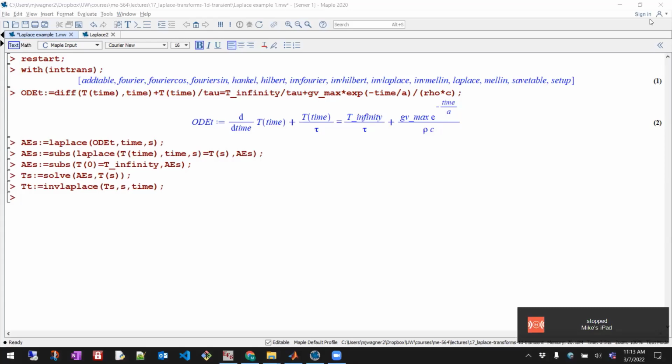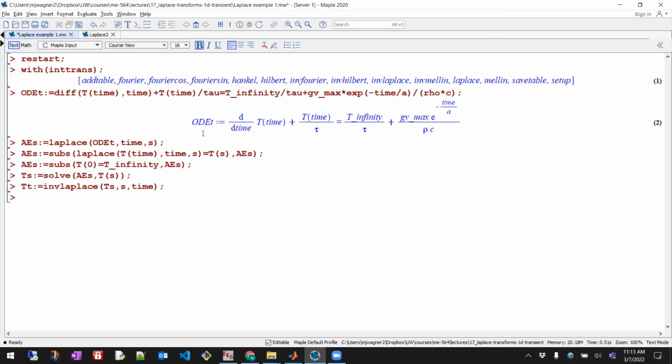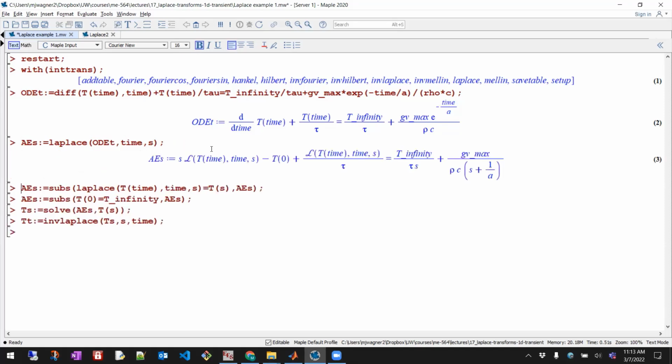Okay, let me talk through this while we're loading. We're solving this in time. All right, so this is our ODE in time. It should be the same thing. What I'm going to do is take the Laplace transform of this function that I just wrote in time, with respect to time, into the S domain. Okay, so there's our Laplace.